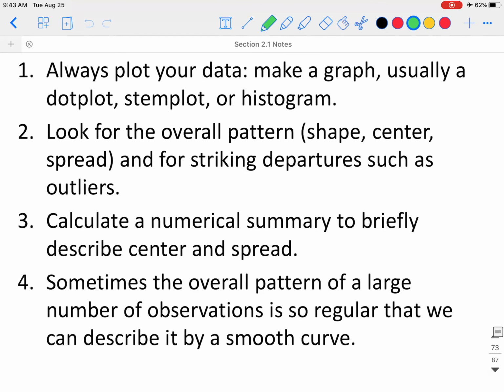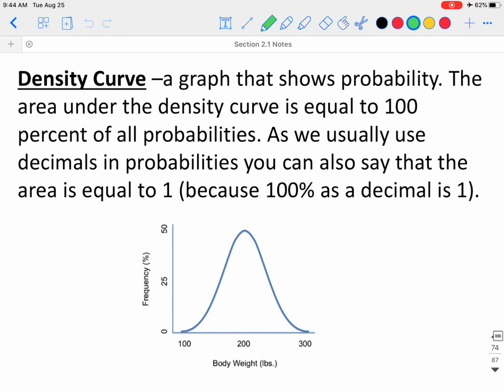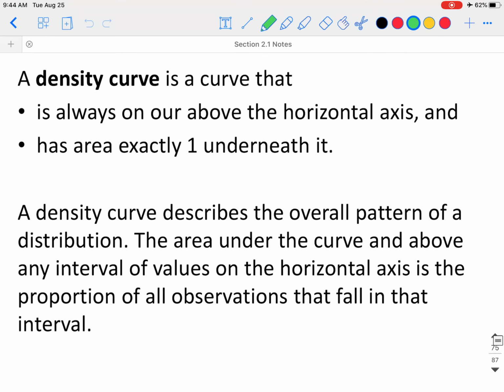And then sometimes the overall pattern of a large number of observations is so regular that we can describe it as a smooth curve. If we can describe this as a smooth curve, we will use a density curve. This is a curve that shows probability. The area under the density curve is equal to 100% of all probabilities. As we usually use decimals for probabilities, you can also say that the area is equal to 1, because 100% as a decimal is written as 1.